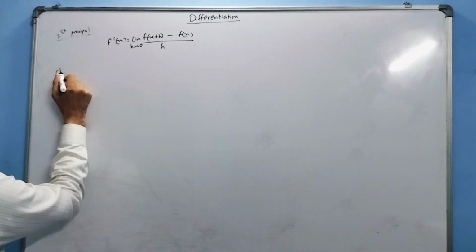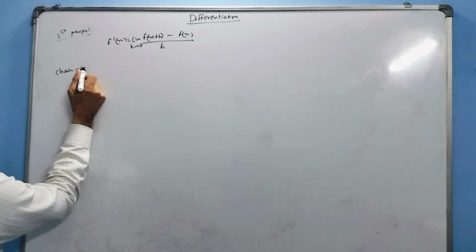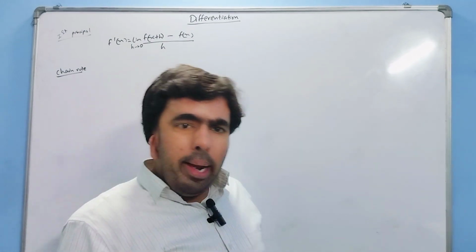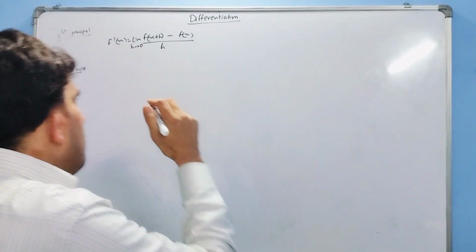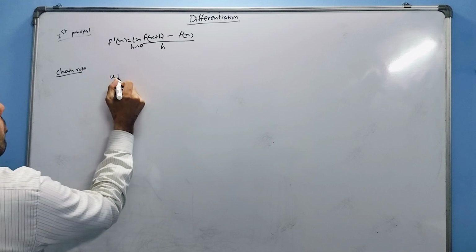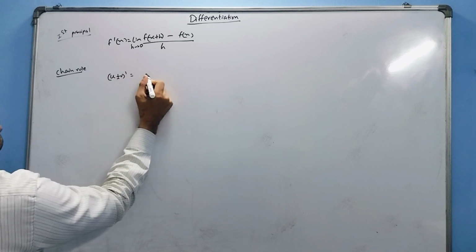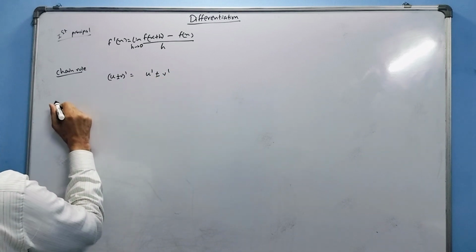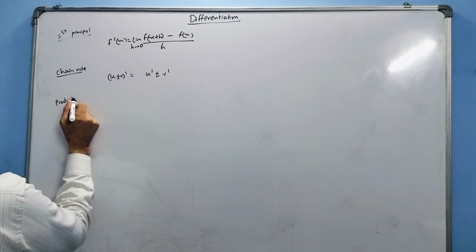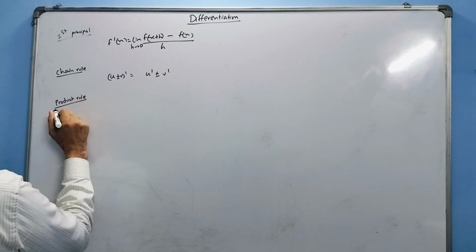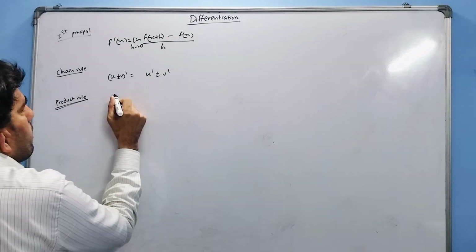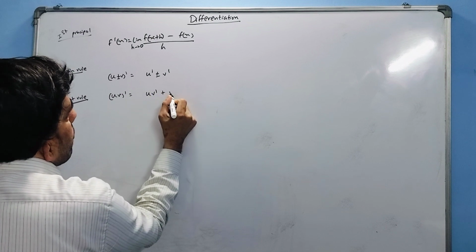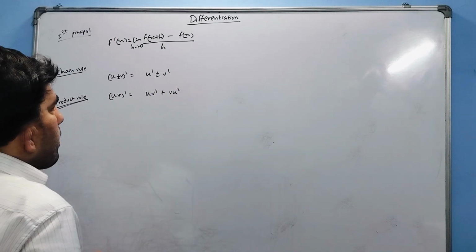Then we have more formulas. We have the chain rule. First of all, we'll see which formulas are applied, then we'll apply them in the numericals. We have the sum rule, that is, differentiation of u plus or minus v is differentiation of u plus or minus differentiation of v. Then we have the product rule. The product rule says differentiation of u into v is u into differentiation of v plus v into differentiation of u.